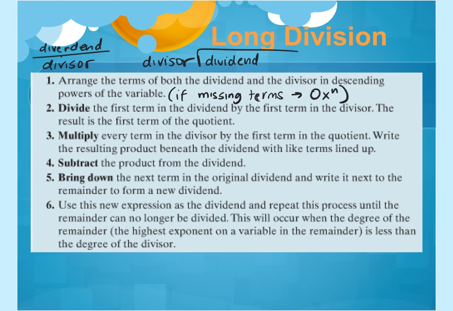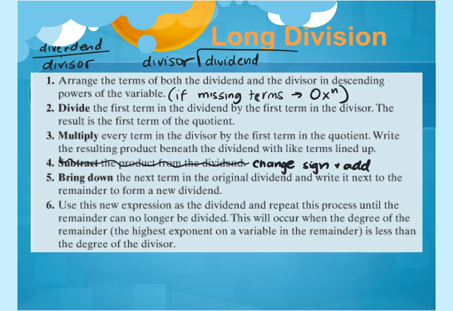Then you divide the first term on the inside by the first term on the outside, just like you would do long division with a numeric value. You multiply those terms out by whatever's on the outside. This says subtract the product from the dividend, which is the same thing as changing your sign and adding. People tend to make some weird mistakes when you subtract negatives, so I would strongly recommend that we change the sign and then add instead.